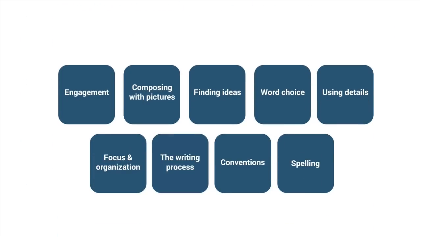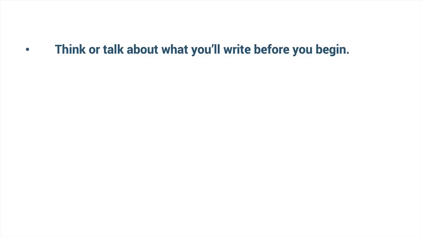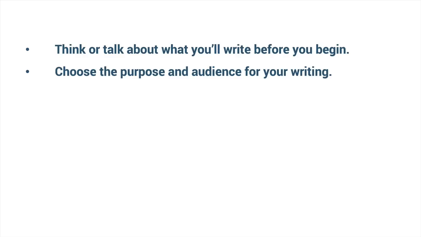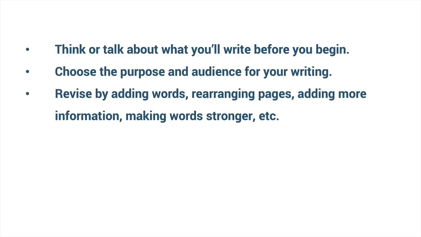The writing process is something you're likely familiar with: pre-writing, writing, revising, editing, and publishing. It's going to look different depending on our students' grade level. But everyone can think or talk about what they'll write before they begin. Even kindergartners can choose the purpose and audience for their writing. And then they're going to learn to revise by adding words, rearranging pages, adding more information, making words stronger, and so on. This skill gets more advanced as children get older.